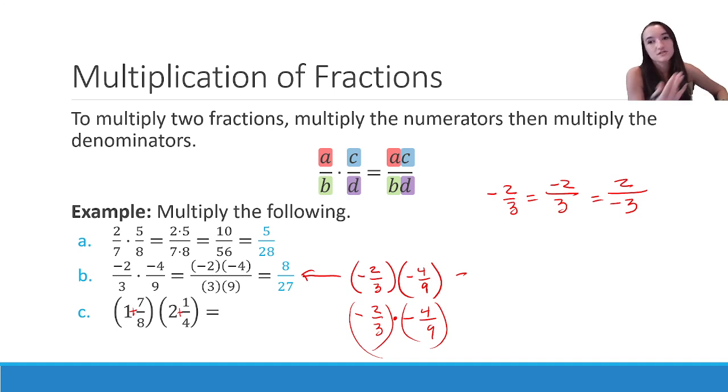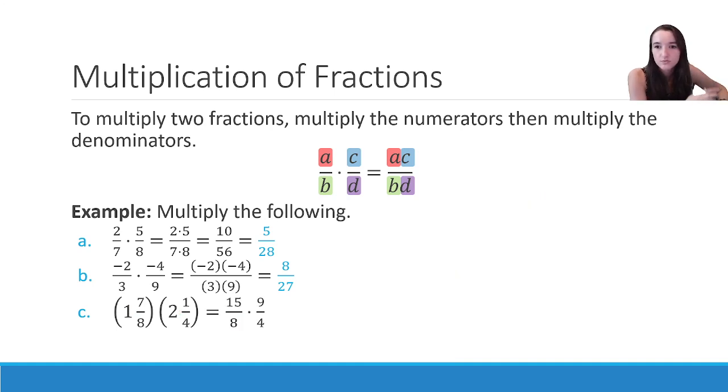So instead, we're just going to make them improper fractions, because we learned how to do that. 1 7/8, well, 1 is 8/8, so 8 plus 7 is 15/8. 2 1/4 would be 8 fourths plus 1/4, which is 9/4. So here we have the improper fractions. These are equivalent forms. Now I multiply those together in the same way I multiplied everything else. That's nice, right? 15 times 9 is 135. 8 times 4 is 32.